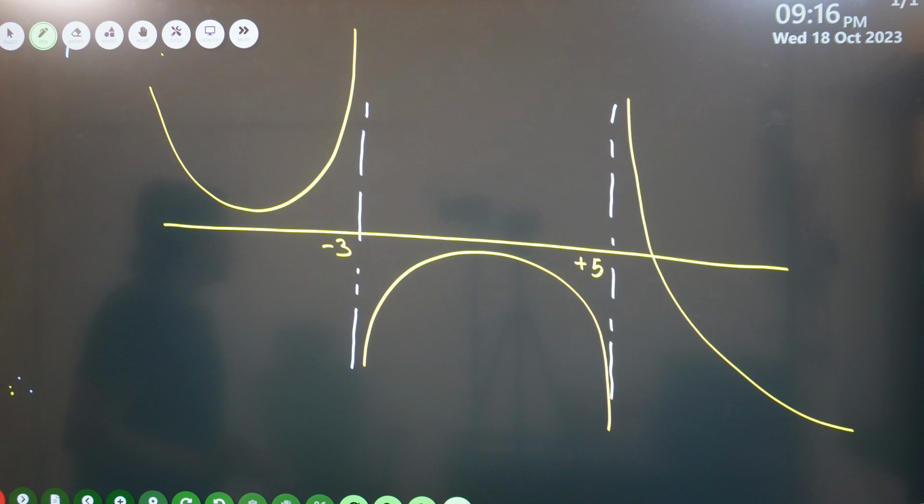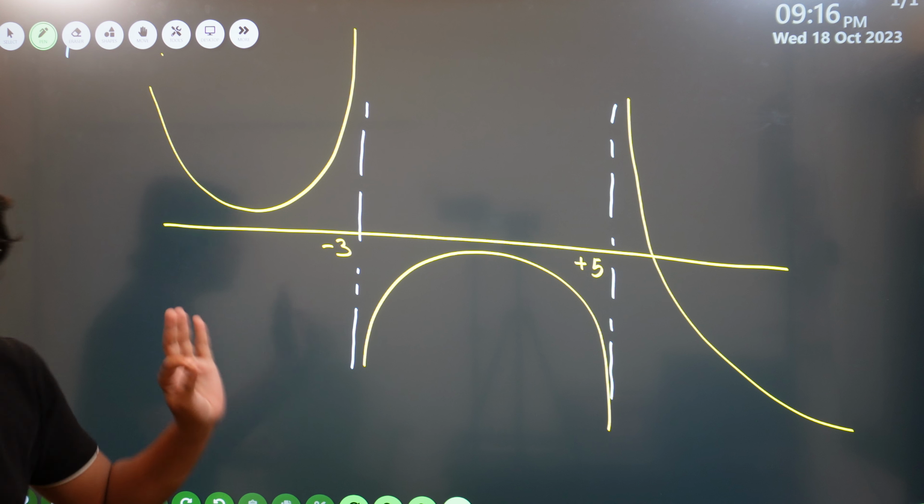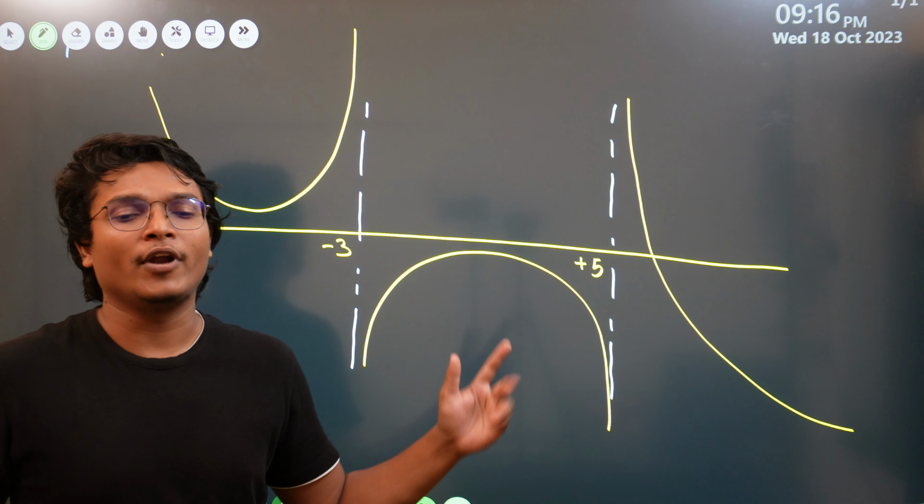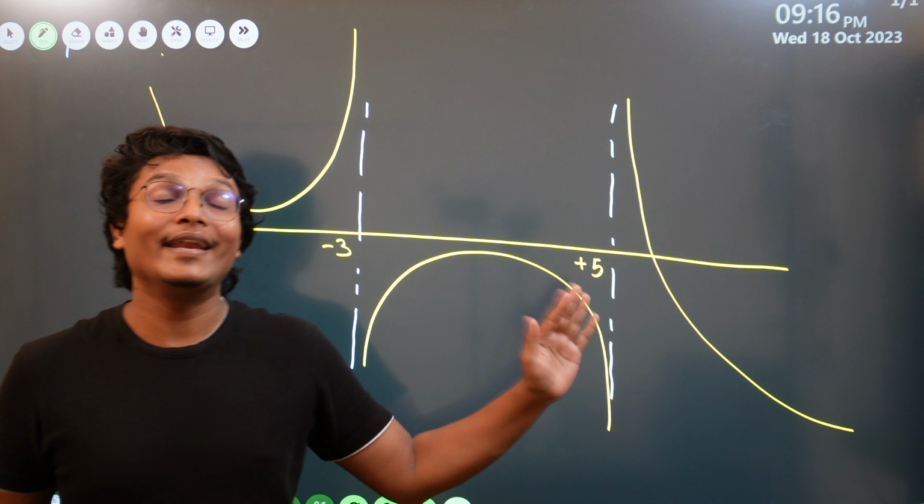Now see, if this kind of function is given, this is still a function, right? Because anywhere I draw a vertical line, it is still touching at a single point only. If I draw a horizontal line, it is cutting at 2 points. It is not one to one. It is a many to one function.